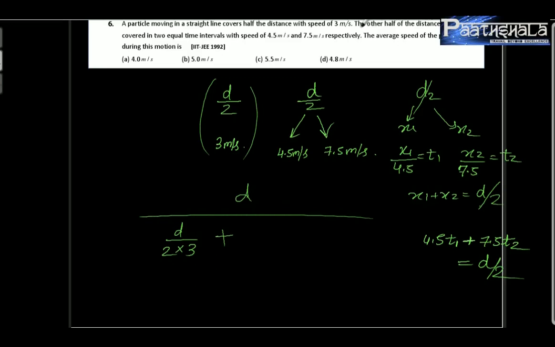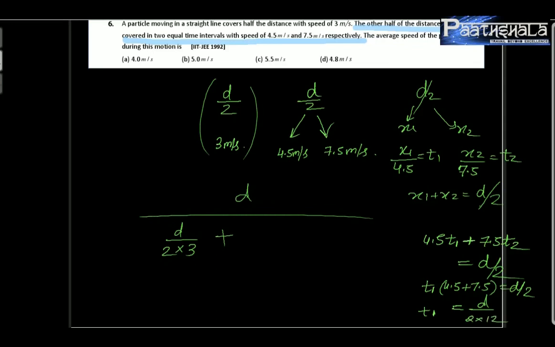That's our problem. The other half of the distance is covered in two equal time intervals. So T1 is equal to T2 basically. This is something they have given, and it's very useful. So T1 is taken as common outside, and 4.5 plus 7.5 is equal to d by 2. So T1 is basically equal to d by 2 into 12, correct?